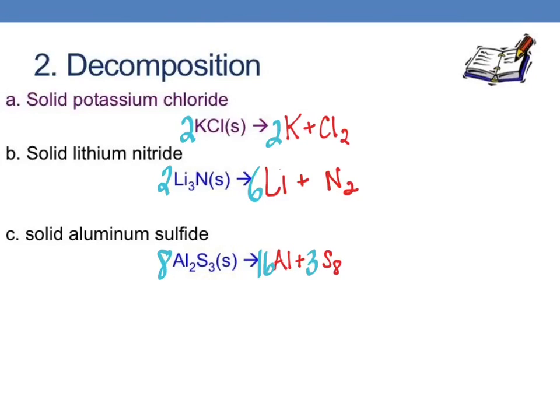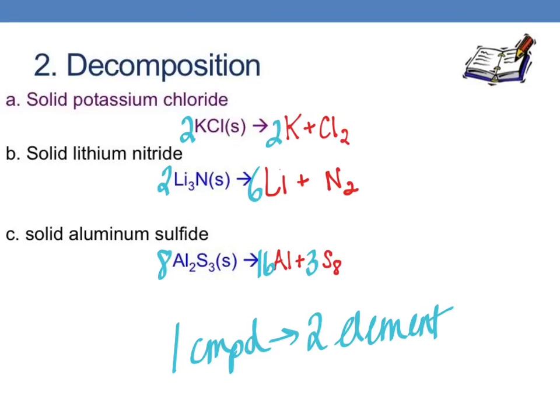Big numbers. So we have one compound, and it comes into two elements.